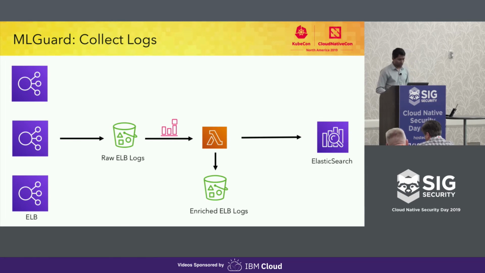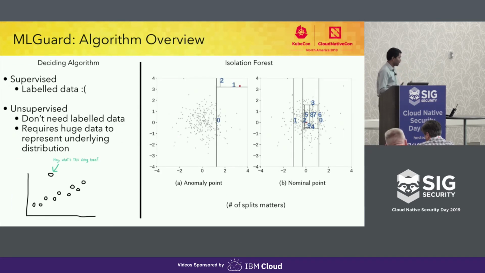Once we have the logs, the next step is deciding what algorithm we should use to actually build a model. There are supervised algorithms in machine learning, there are unsupervised, there are reinforcement, right? For supervised, we need labeled data, but it's very hard to get labeled data in the security world, because you don't know all the attack patterns. So we resorted to unsupervised learning, because we don't need labeled data for that.